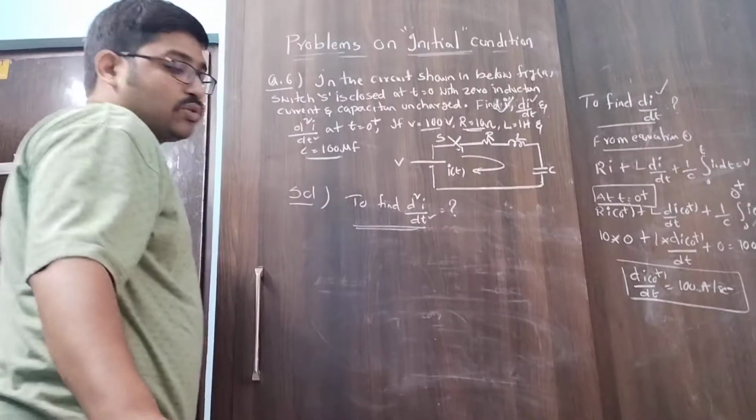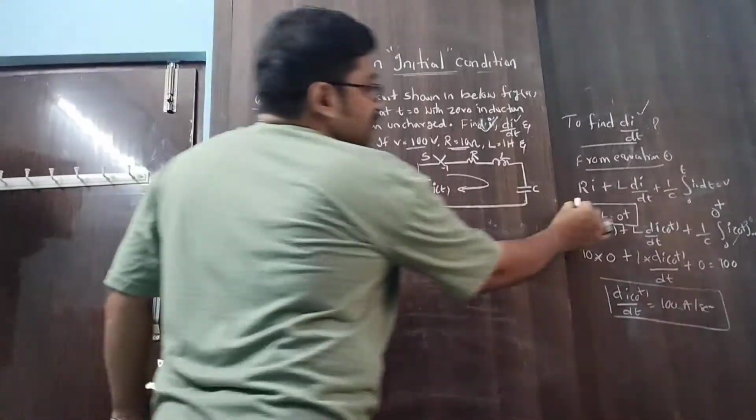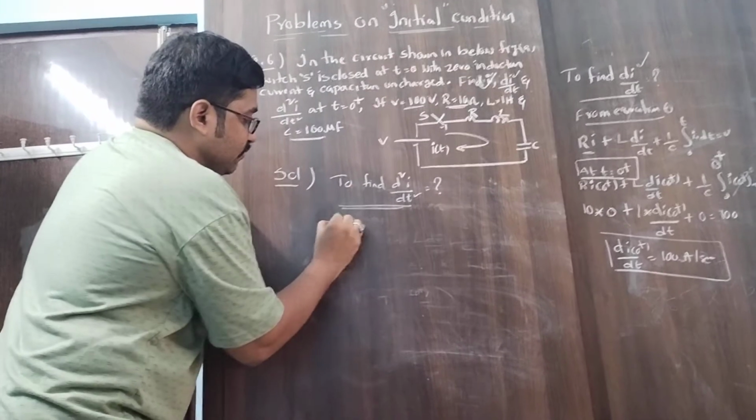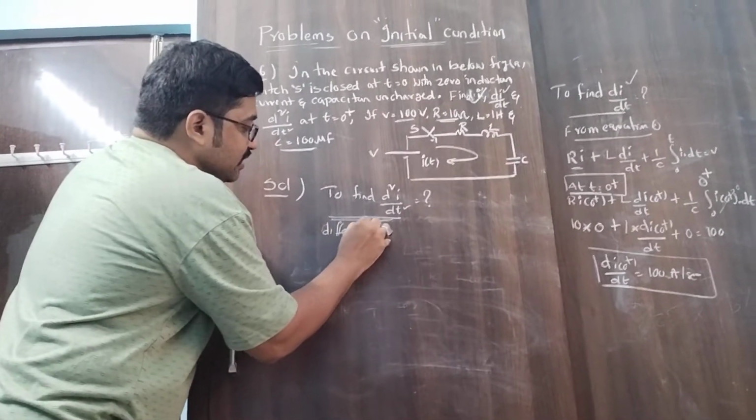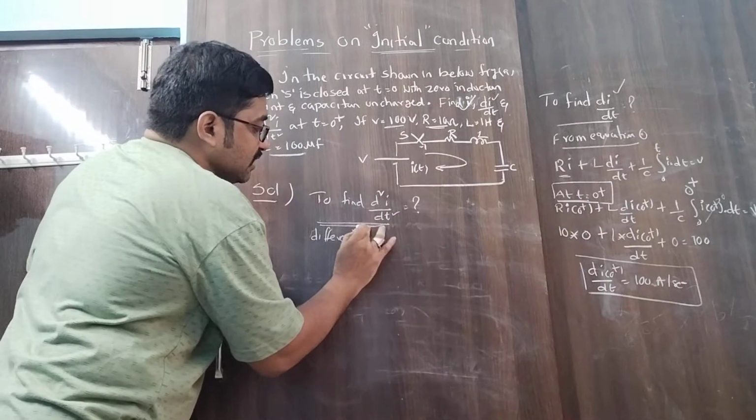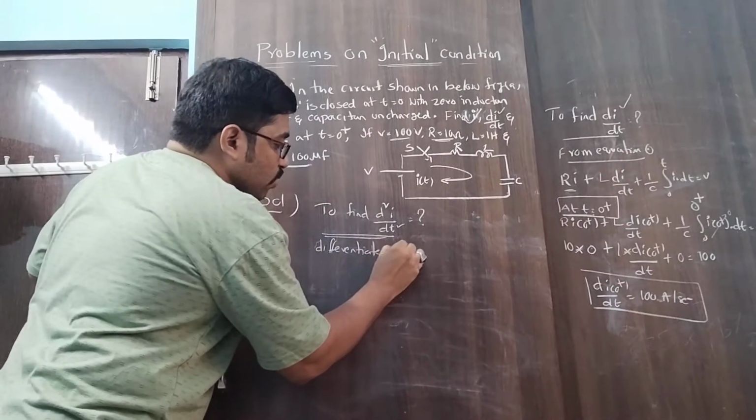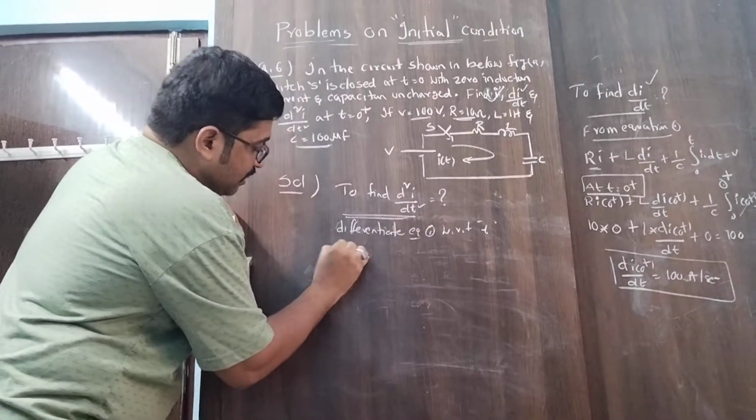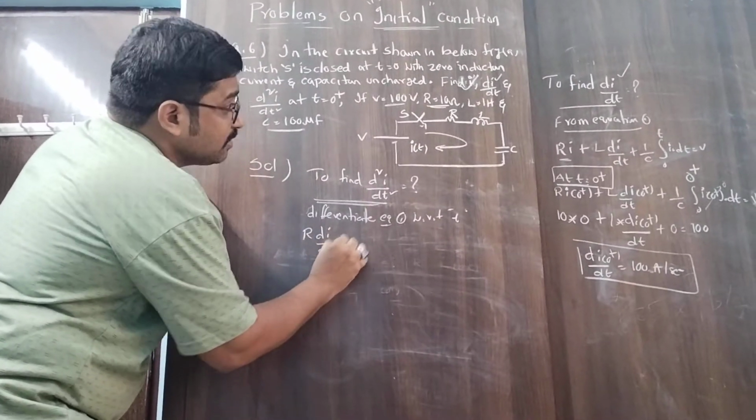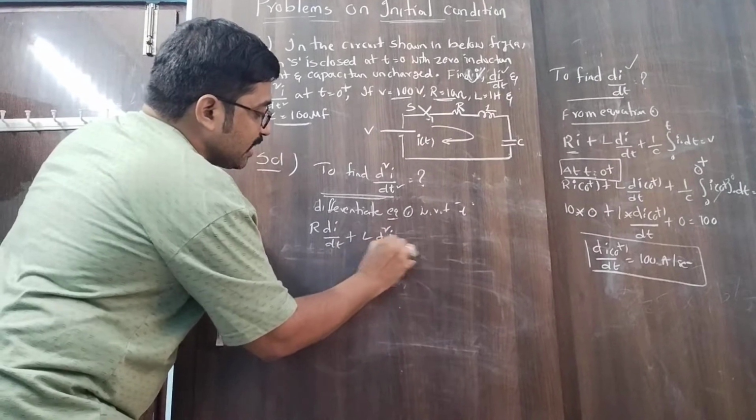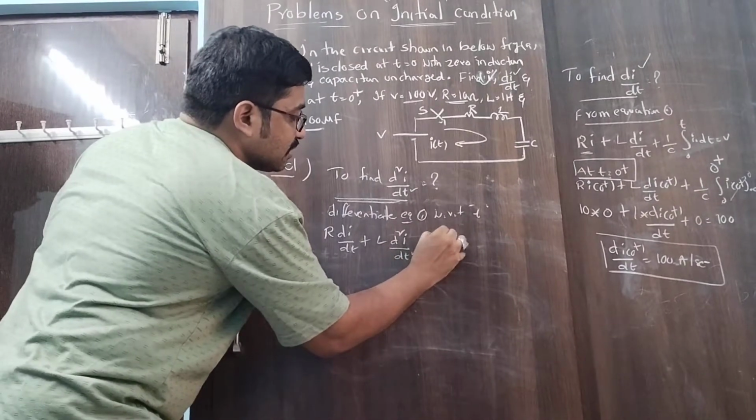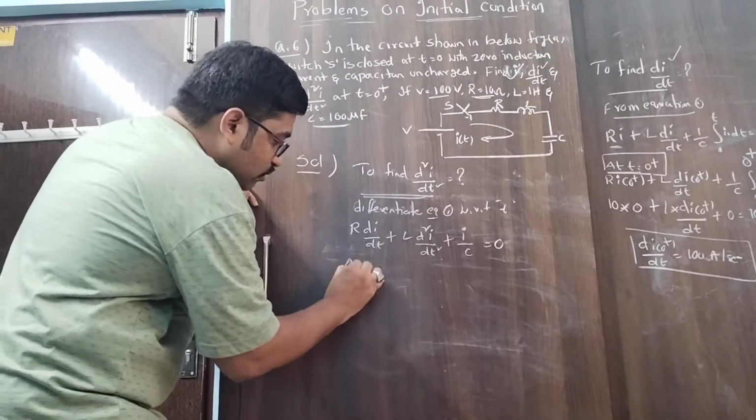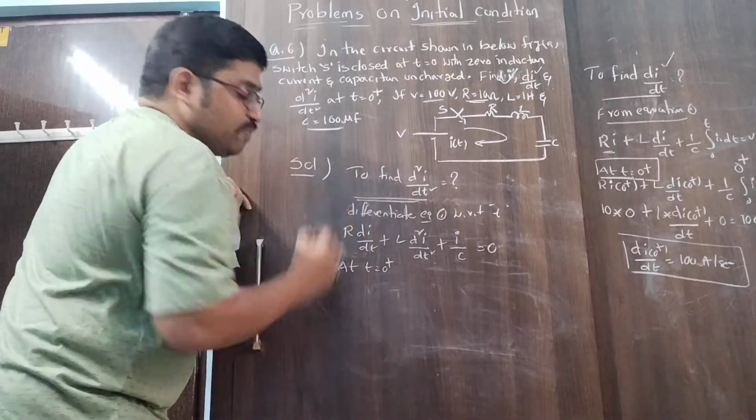Observe the equation 1. This is equation number 1, and we need to differentiate it. Differentiate equation 1 with respect to t. Okay, so you are going to get R into di divided by dt plus L into d square I divided by dt square plus I by C is equal to 0. Just substitute at t is equal to 0 plus.